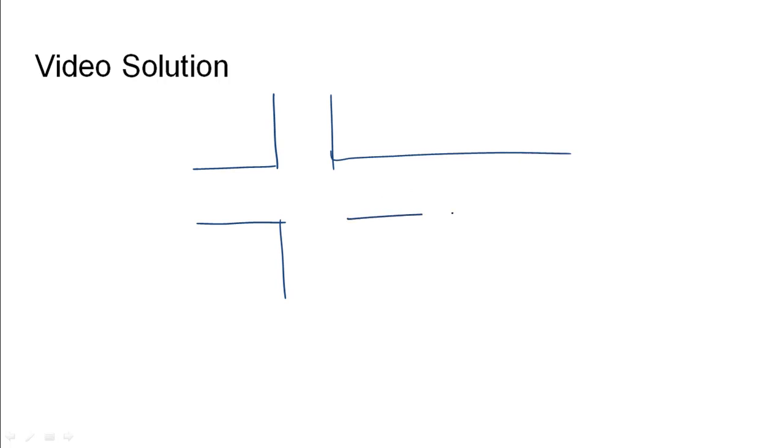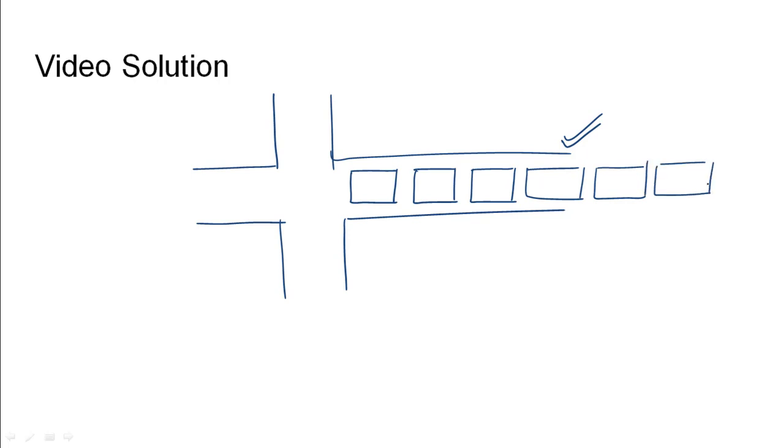Coming to the solution, here we consider an approach to an intersection. Let us say it is an intersection and we are considering this approach. For the sake of simplicity, let us consider only single lane traffic. Let us say there are some 6 vehicles and here is the signal. Once the signal turns green, all these vehicles can start moving from the stop line.